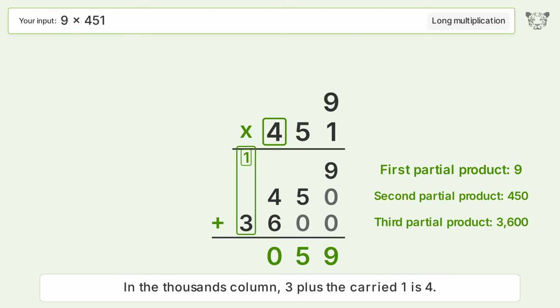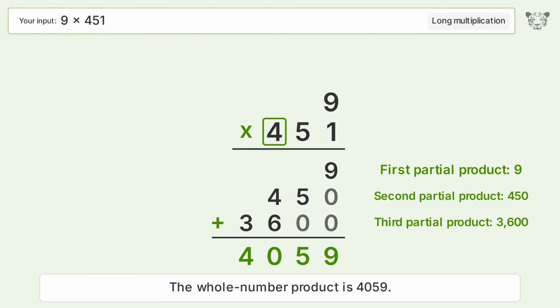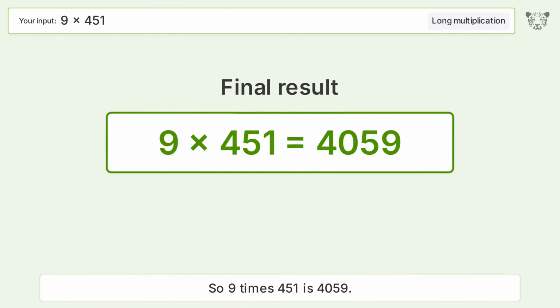In the thousands column, 3 plus the carried 1 is 4. The whole product is 4059. So 9 times 451 is 4059.